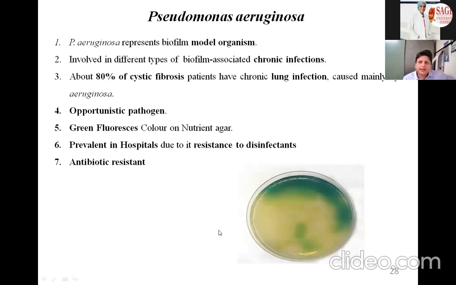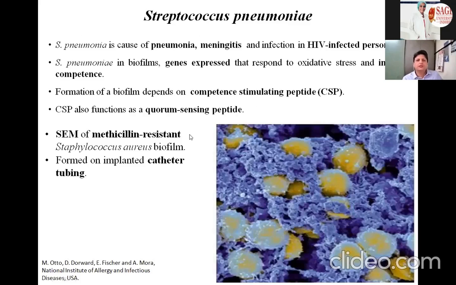There are certain examples that are well known to produce biofilm, like Pseudomonas aeruginosa. This bacteria will show a characteristic green pigment when grown on an agar surface, and this is one of the model organisms for forming a biofilm. Streptococcus pneumoniae is a bacteria responsible for pneumonia and meningitis. Meningitis is a swelling of the brain membrane, and it is also found in HIV infected persons.